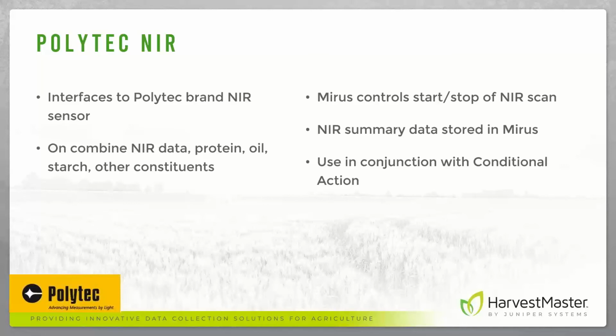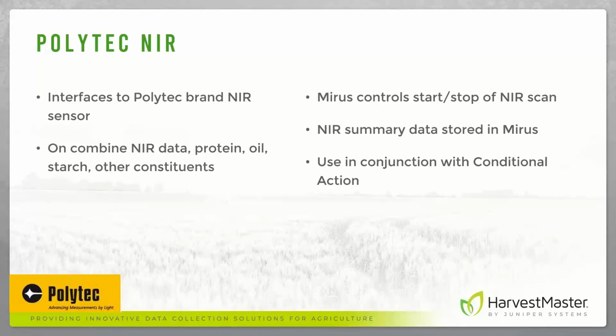Okay, I think this is the last plugin we're going to talk about. We can interface to what's called the Polytec NIR infrared sensor. How this plugin basically works is it's interfacing to the Polytec HOP software. The HOP software allows you to customize and create all the settings for the NIR sensor itself. So if you're wanting to get things like the protein, oil, starch, or other constituents right as you are harvesting in the field, MIRUS will control that NIR sensor.